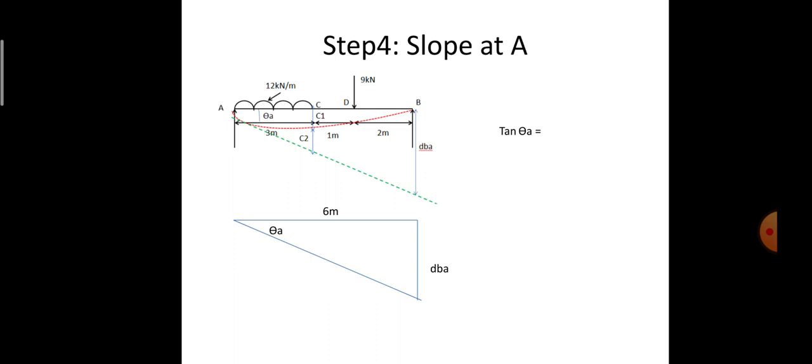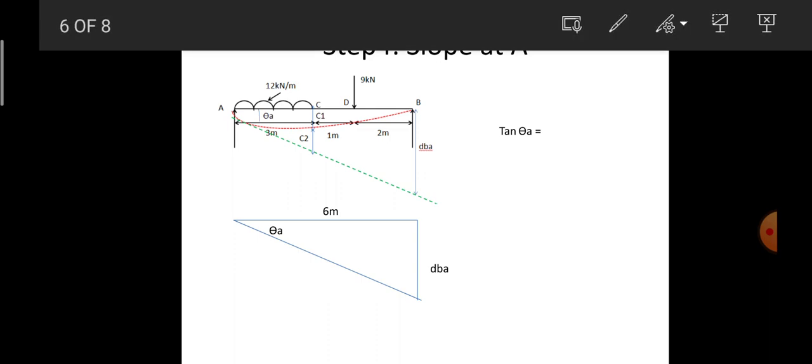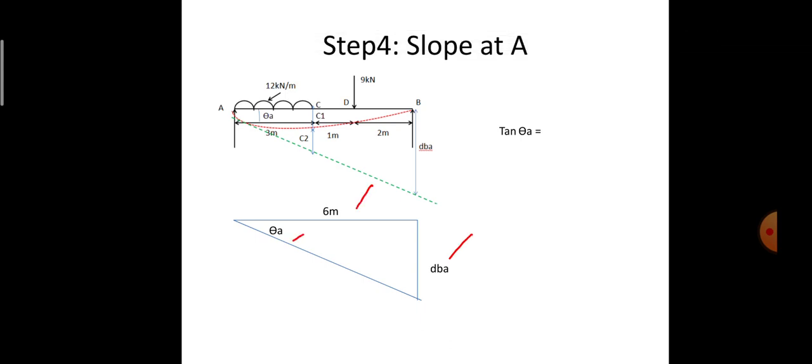So next comes the slope at point A. We need to calculate the theta value here. If I project this, it forms a triangle. This is dBA, this is 6 meters, and this is theta A. Applying the trigonometric tan function, tan theta A is equal to dBA divided by 6. Since theta is very small, tan theta A will be equated to theta A. So dBA I have got as 460.5 divided by EI, overall divided by 6. So it comes to be 76.75 divided by EI, which is the value of slope at point A.